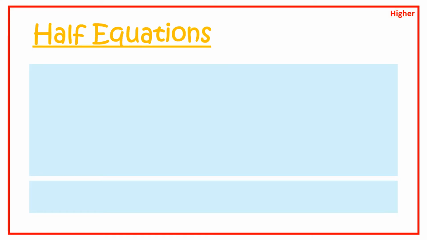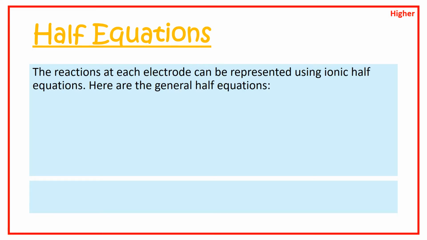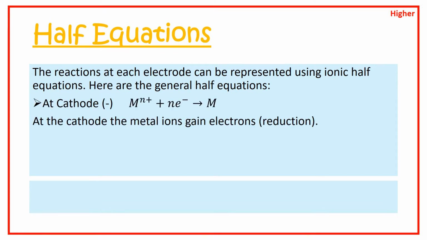Here's a higher tier topic, half equations. The reactions at each electrode can be represented using ionic half equations. Here are the general half equations. At the cathode, Mn+ + ne- gives M. At the cathode, the metal ions gain electrons.